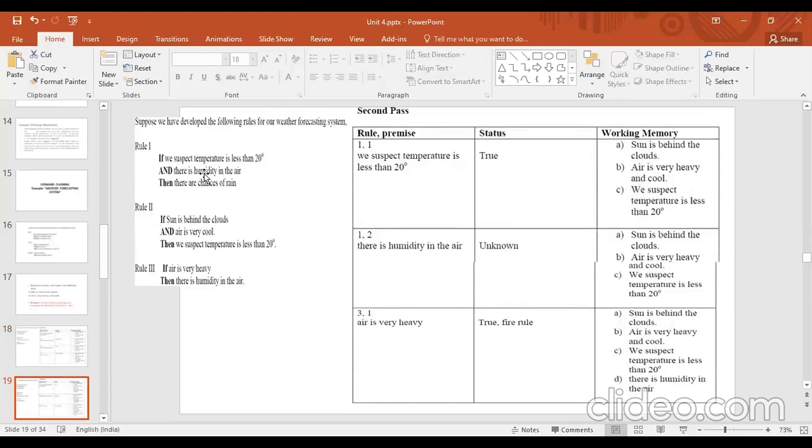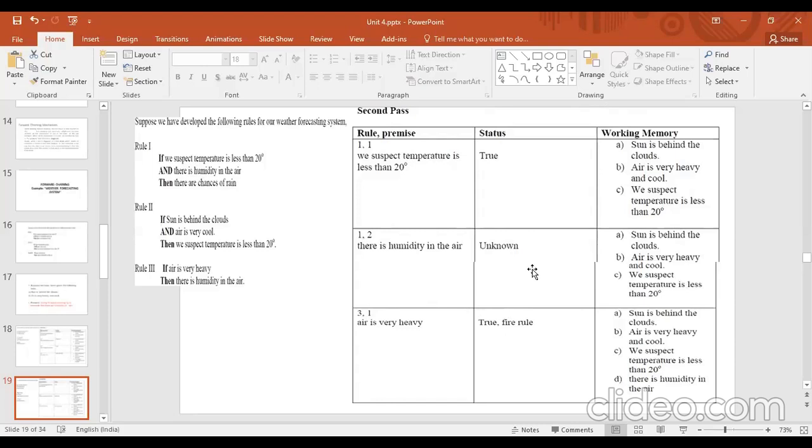Okay. Now start with the first statement, that is we suspect temperature is less than 20 degree. Okay. Second rule is there is humidity in the air. Okay. Now we start with the first rule. If it is matched with our working directory, yes, then true. Now check. There is humidity in the air. So it is not matched with our working directory. So I write unknown. Okay.